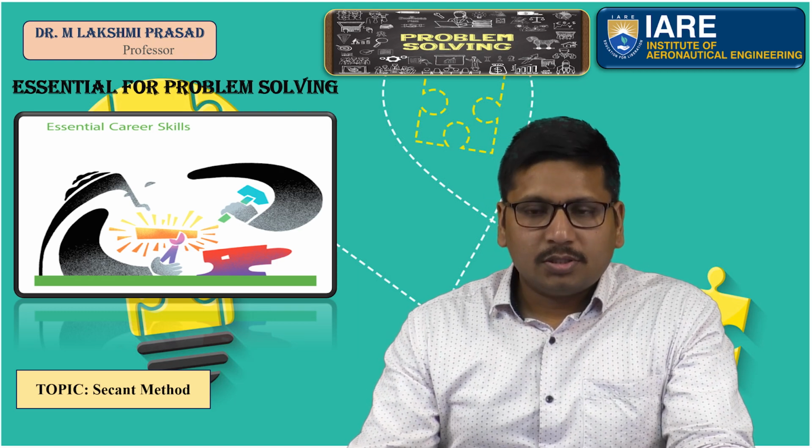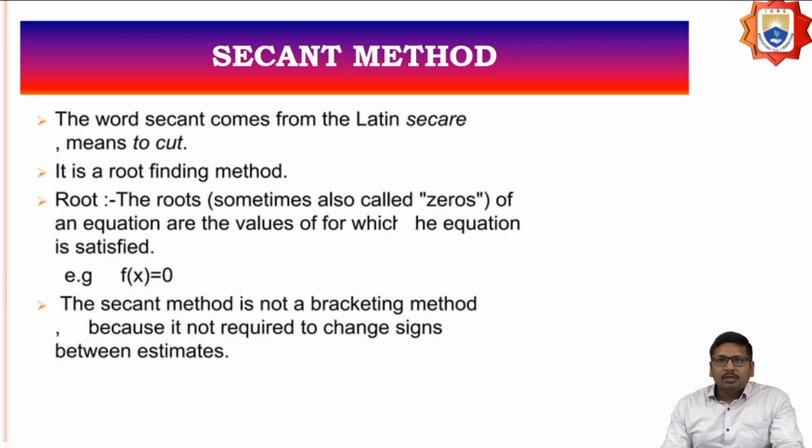In this video, I am going to discuss the secant method. The secant method is one of the numerical methods. The word secant comes from the Latin secare, meaning to cut. It is used to find the root of an equation. The roots, sometimes also called zeros of the equation, are the values for which the equation is satisfied, for example f(x) = 0.